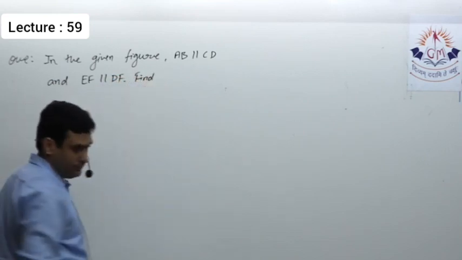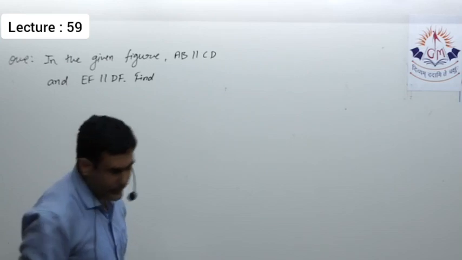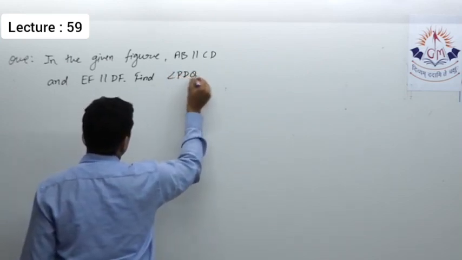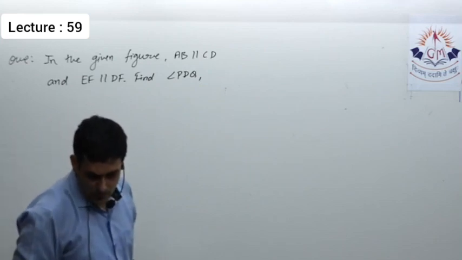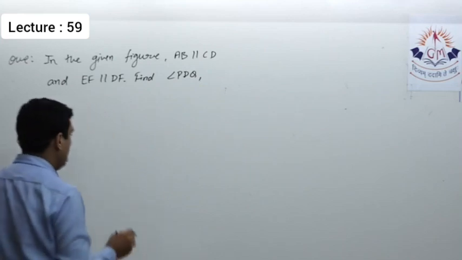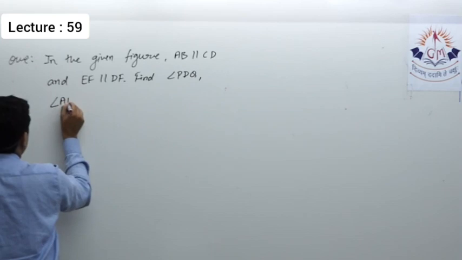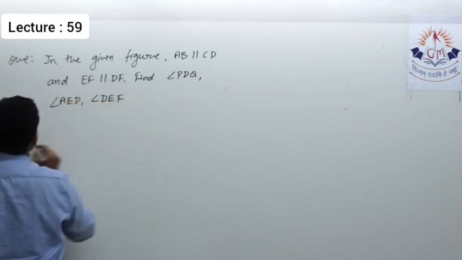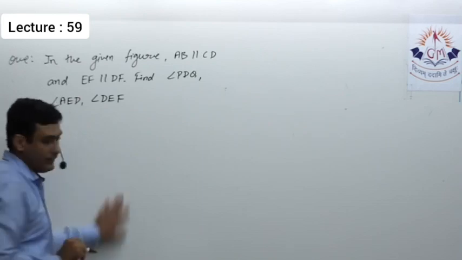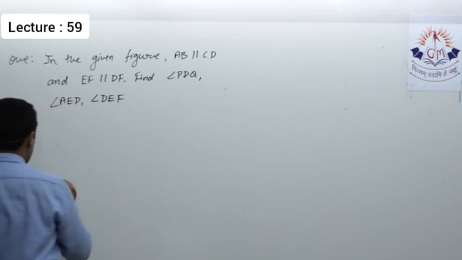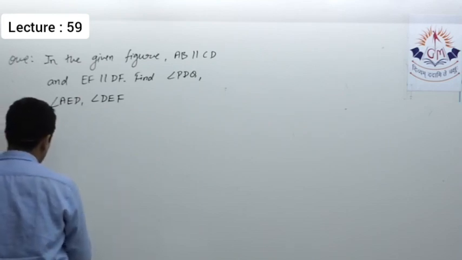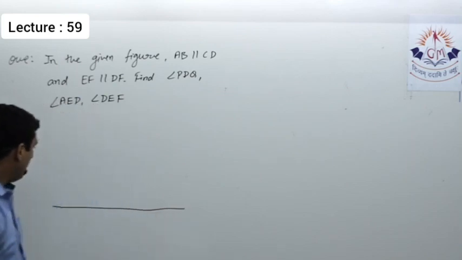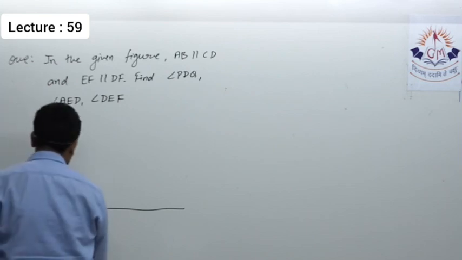Find angle PDQ, angle AED and angle DEF. These three angles you have to find. Diagram is given in the question, so let us see the diagram first and then we'll see how to get the measure of the unknown angles.